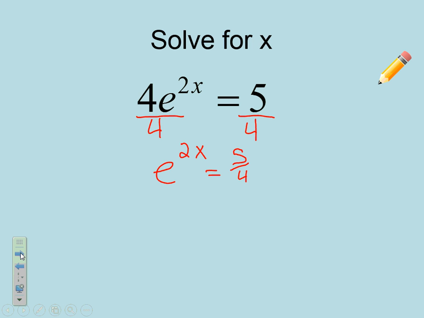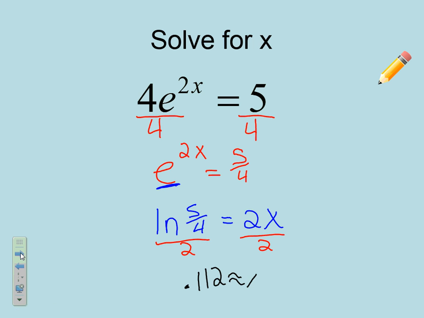Now that my base is by itself, I need to put it into log form. Since I'm working with e, it's going to be ln of 5/4 equals 2x. Well, now I have to solve this for x, so I'm going to divide both sides by 2. And I'm just going to type all this in my calculator. So I'm going to do the natural log of 5/4 divided by 2. And I'm going to get 0.112 is approximately what x is going to equal. Now once again, you guys, if you want to check, you can plug it back into the original and we should get approximately 5 out.